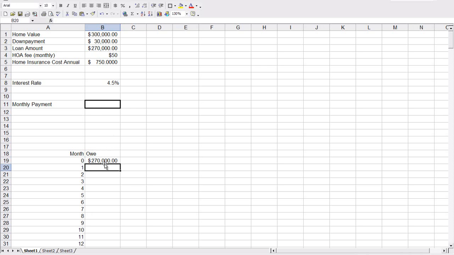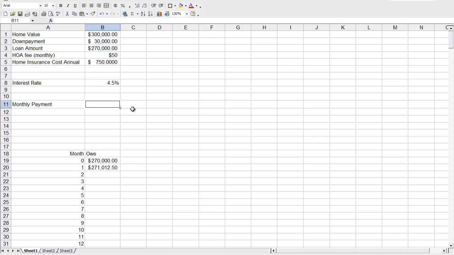So how you calculate the amount you owe every month, you basically take what you owed before and you subtract that by your monthly payment. But you also add on interest, and your interest is basically 4.5% divided by 12, since this is an annual interest rate, and that basically adds on to what you owed last month.